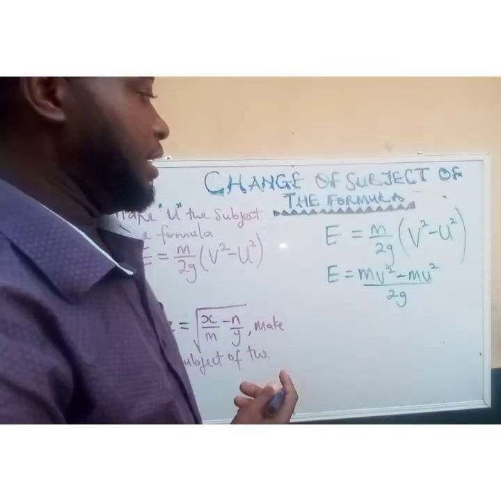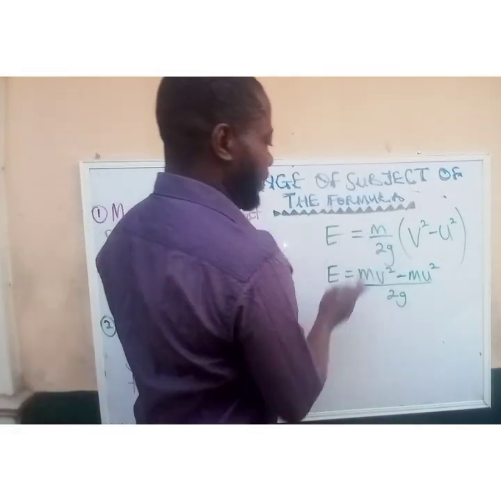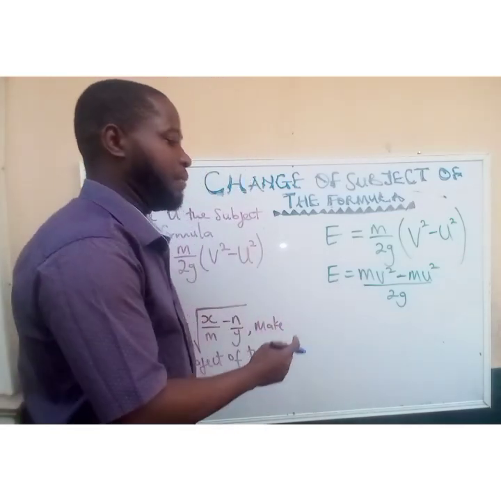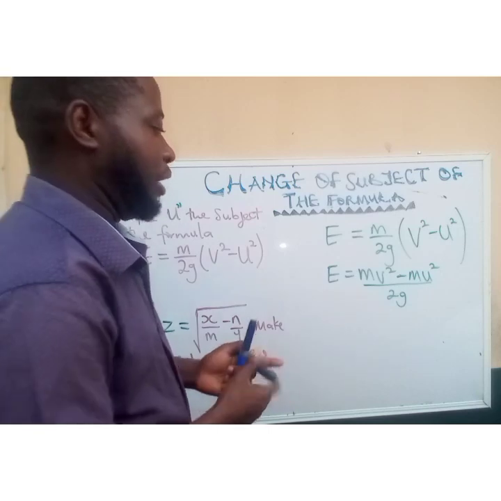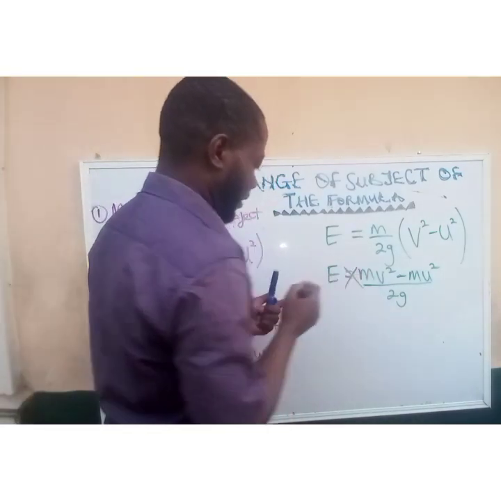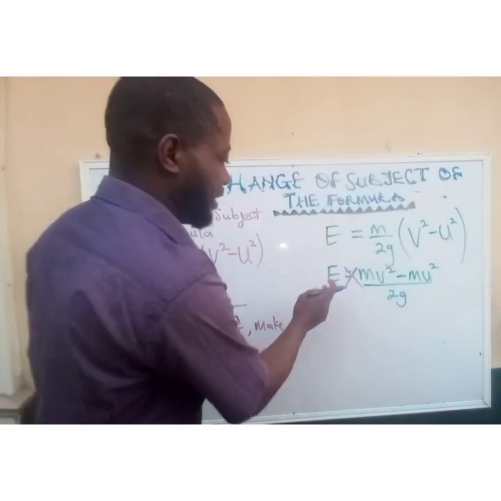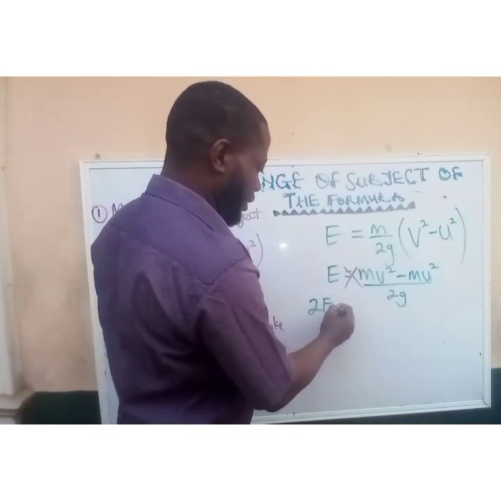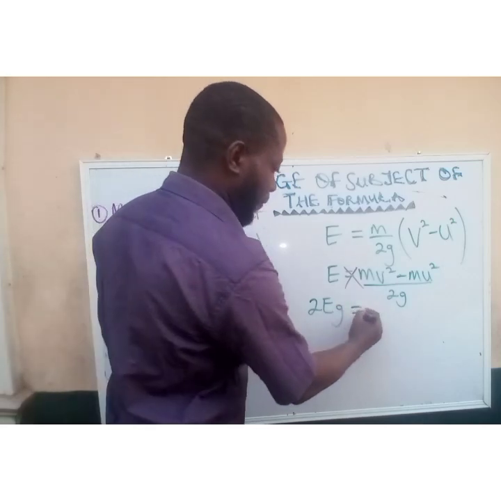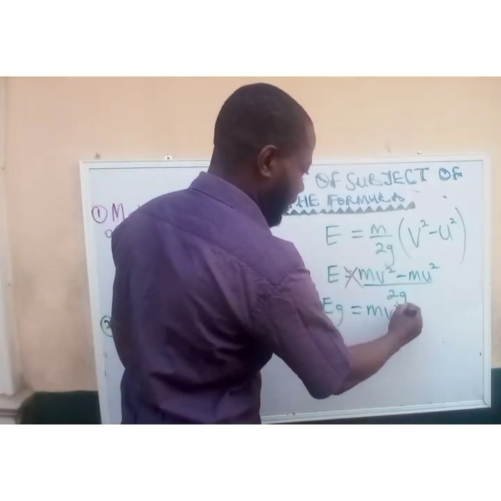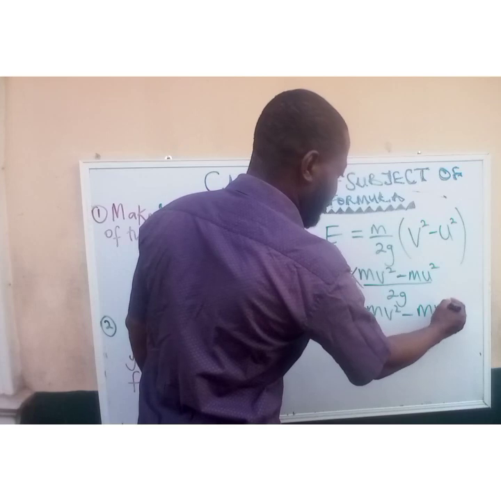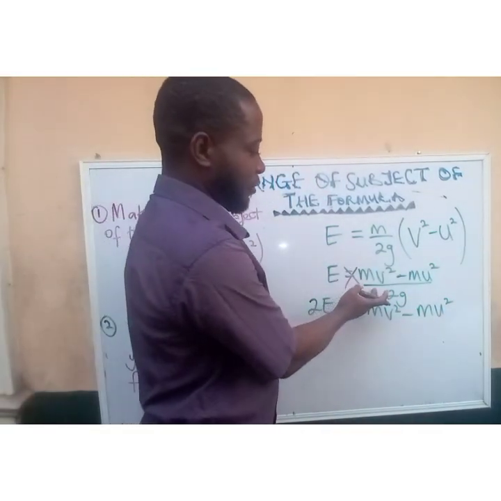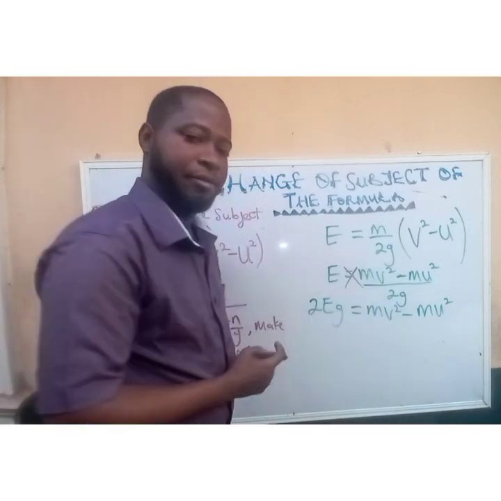The next thing is to eliminate the fraction. So how do we do that? It is by cross multiplying. How do we cross multiply? Let's say E multiplied by 2G. So we are going to have 2EG equals MV square minus MU square. As you can see, we have successfully eliminated the fraction.